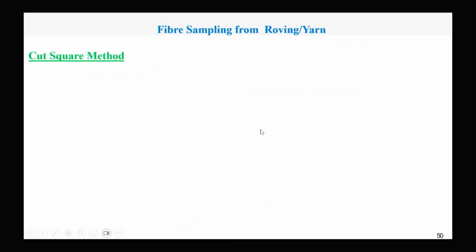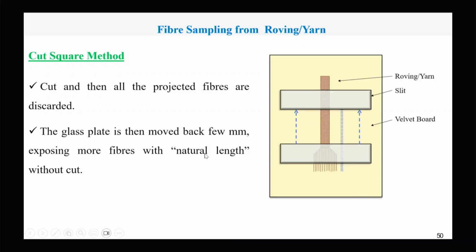In the cut square method, first you cut, then the projected fibers are discarded, a few millimeters initially, and then natural lengths without cut are taken.